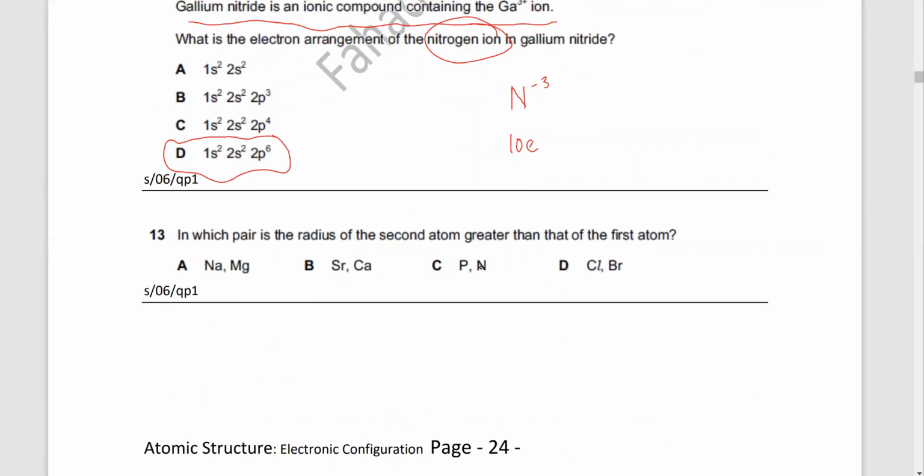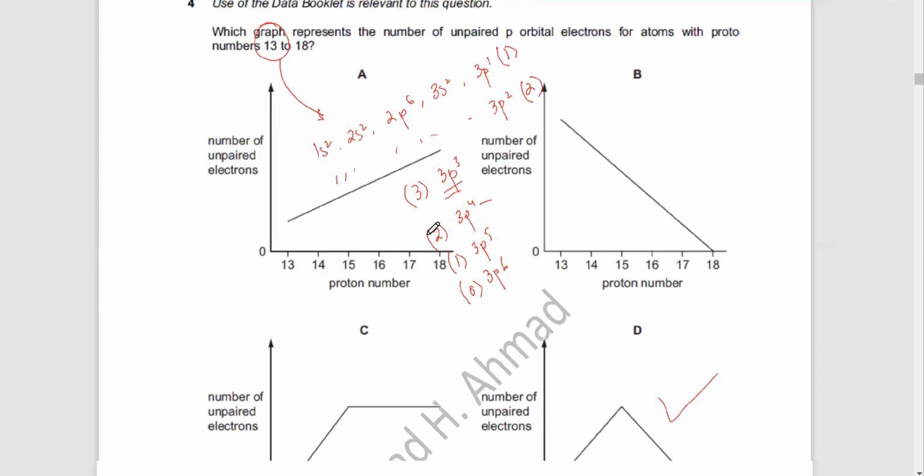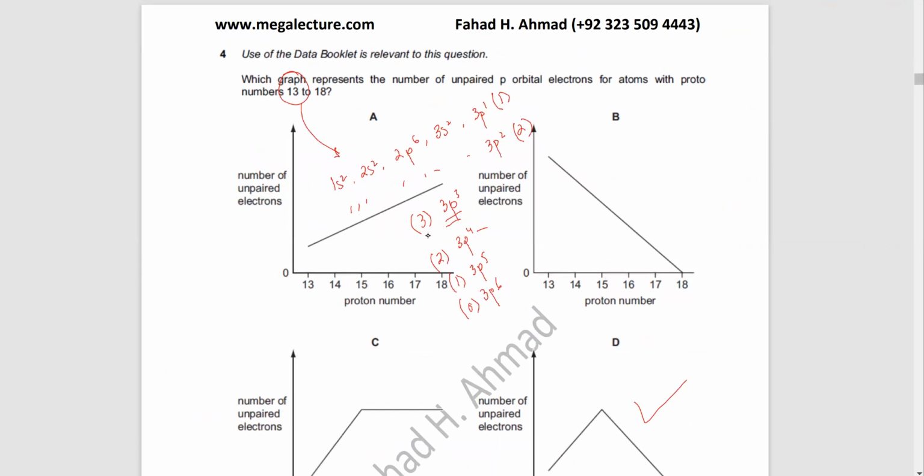This one, in which pair is the radius of the second atom greater than that of the first? In which pair is the radius? Maybe I haven't talked about the sizes of atoms yet. The question states, I'll just explain the question.